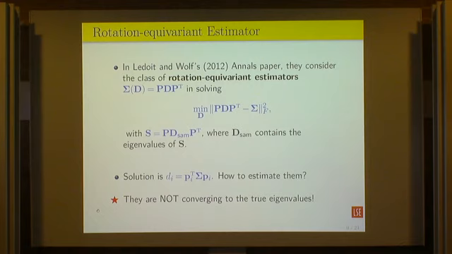Why do we use the Frobenius norm? Because there's a very neat solution here. The solution is that the diagonal values, rather than the true eigenvalues of sigma, should be this. It's a quadratic form in sigma, and is related to all the eigenvectors p_i. So how do we estimate this d_i? Because obviously this d_i is a function of sigma, and sigma is something that we don't know.